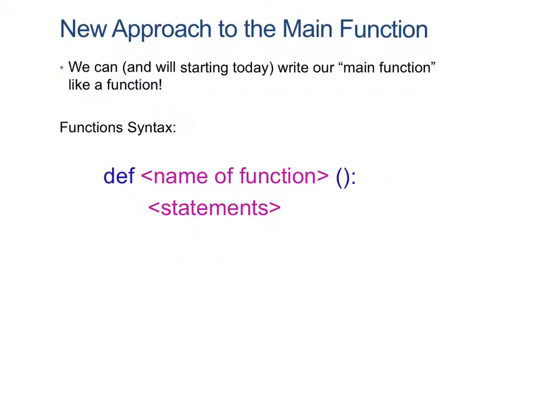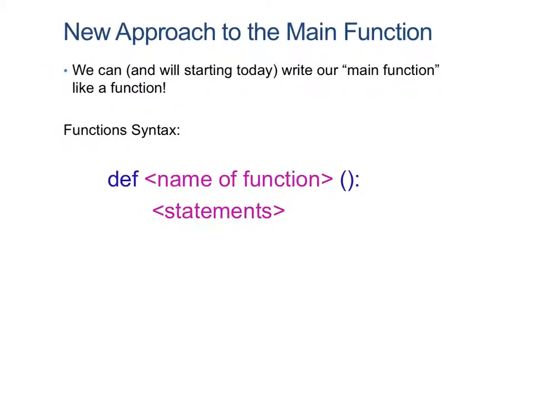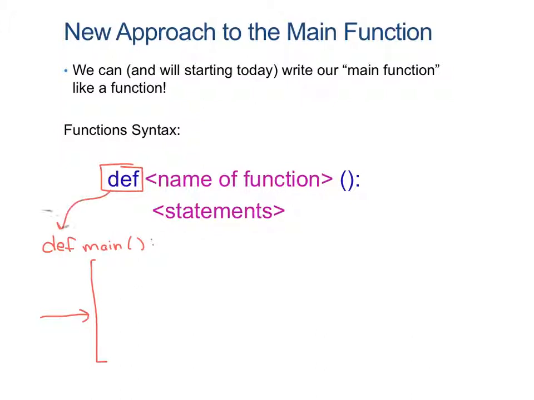So the syntax you see on the screen is what function code looks like. And we're going to start defining our main function in this way, as well as all of our little functions. So this definition part is what tells you that it's going to be a function or a new function. So when we define our main function now, we're actually going to start every program with define main. And then we're going to put the parentheses after with a colon, and then all of our main function statements will go inside of here. So notice how it's indented code, but this definition tells us that this is a function, and we're going to do this even with our main function.